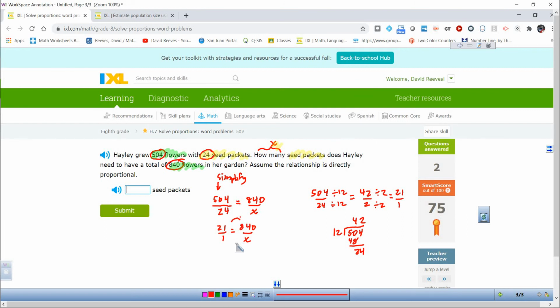So now the question is simply, how many times does 21 go into 840, all right? If you think about what this says, this was flowers per seed packet, right? What this says is I can get 21 flowers per seed packet. So if I have 840 flowers, the question is, how many seed packets will that take? Well, I believe 21 times 4 is 84, right? So 40. So X is equal to 40.